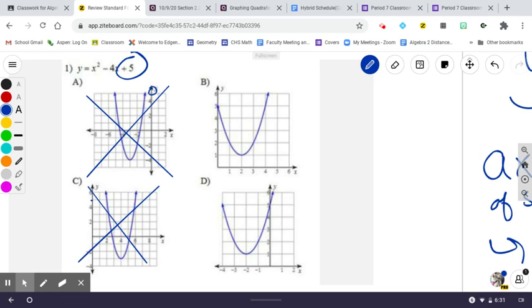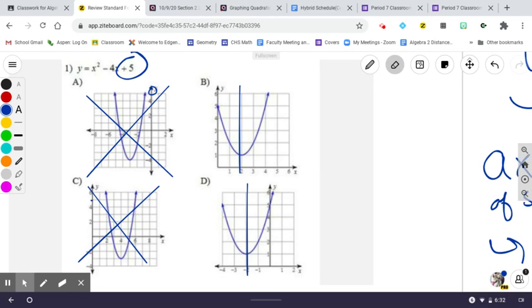Next, let's take a look at the difference between these. I noticed that B has an axis of symmetry at x equals 2, and I noticed D has an axis of symmetry at negative 2. So what we can do is just find the axis of symmetry, and that will narrow it down. I think maybe a lot of you probably just guessed on this. That's my guess, is that you guessed. But let's figure out how we can actually solve this.